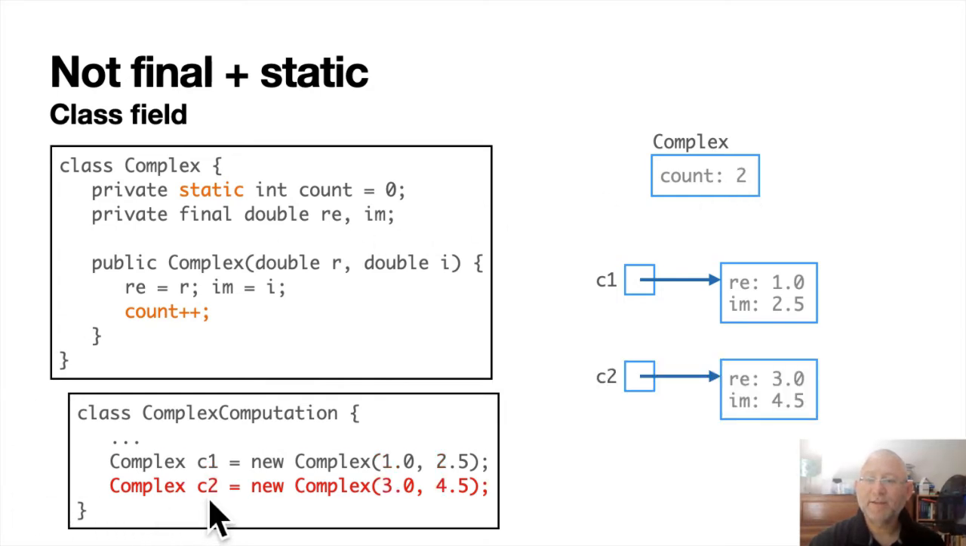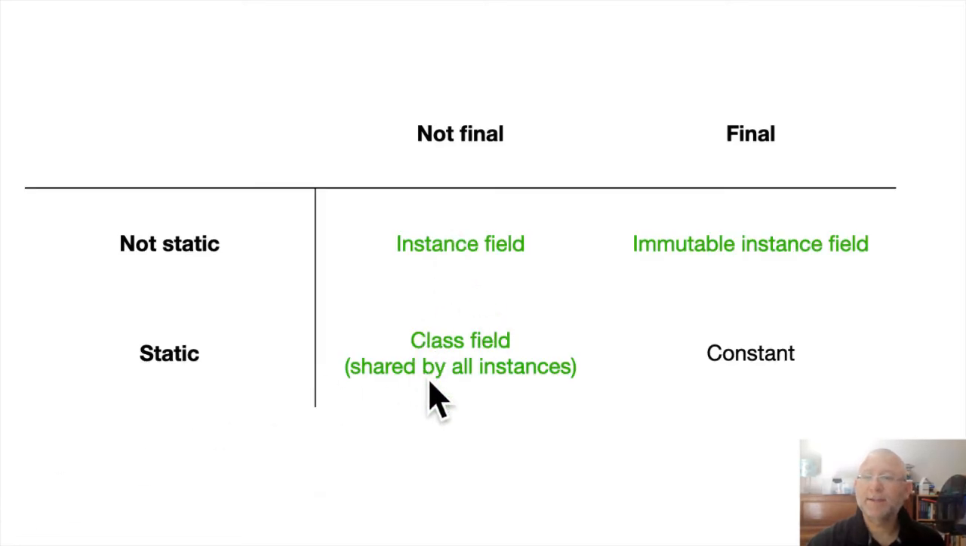And if I create a second complex number, C2, with these fields, Java creates a new instance, and C2 is a reference to that instance. But part of this constructor is to increment count, so the global count now becomes 2. So this is like a shared variable, a variable that is shared between all of the instances of class Complex. Okay, so that's not too hard.